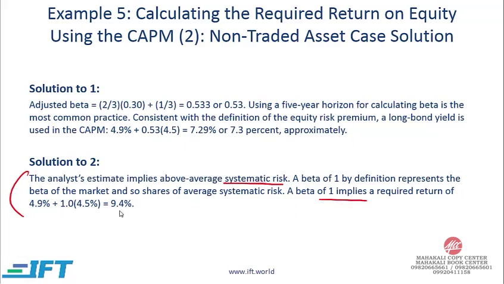This question also shows that if the beta were 1, then the required return would be 9.4%. But what is the analyst saying? Analyst is saying 10%, so he is saying that this is more risky than the market. Whereas our calculations indicate that the beta is less than 1, so it is less risky than the market.